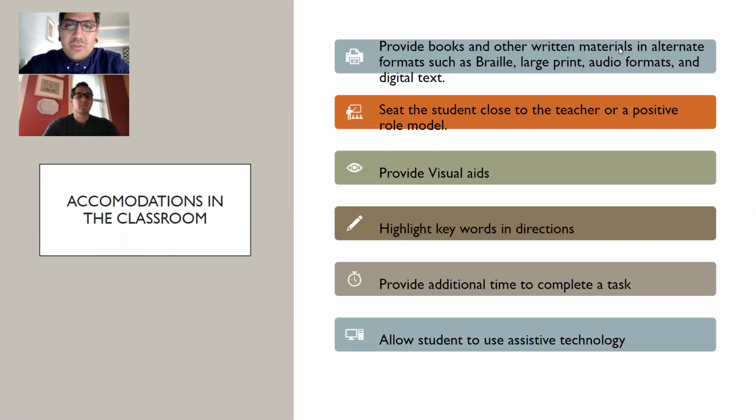Another example would be to provide additional time to complete a task, and this would be removing a barrier of timing. The last example I have for accommodations is to allow students to use assistive technology. This could mean many things, but an example would be to allow a student to use speech to text to give a response to an answer.